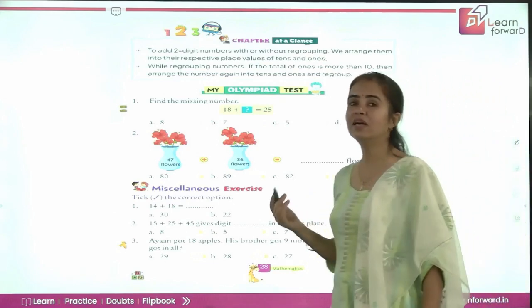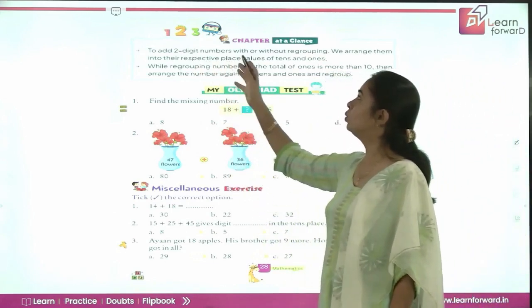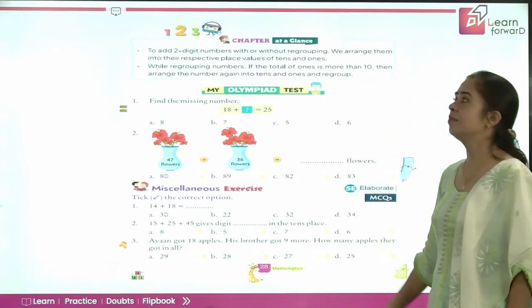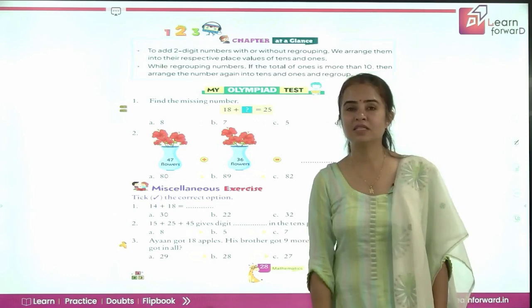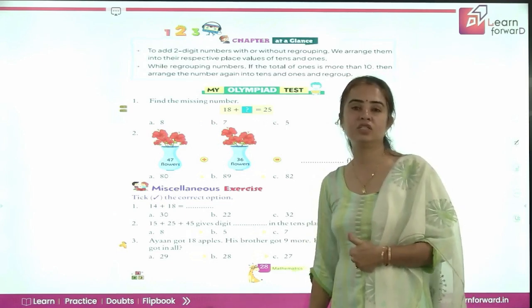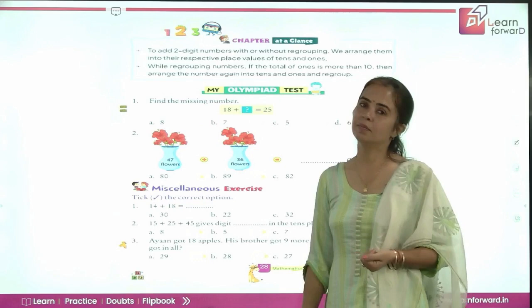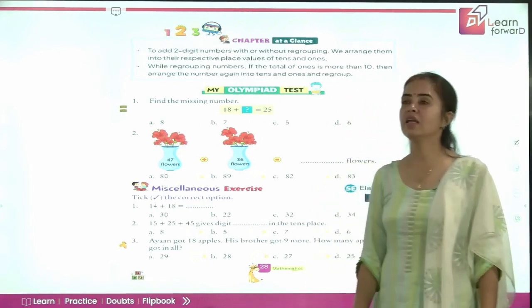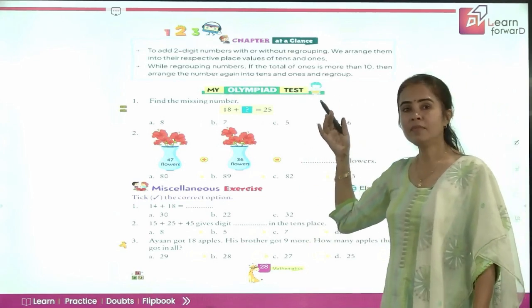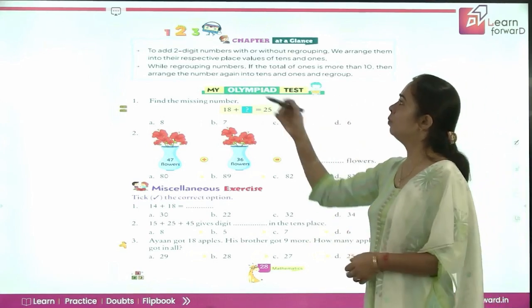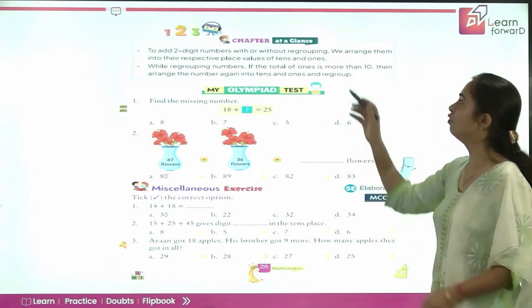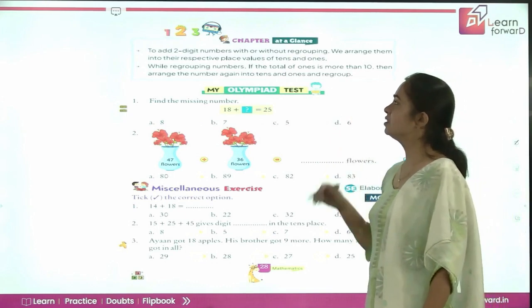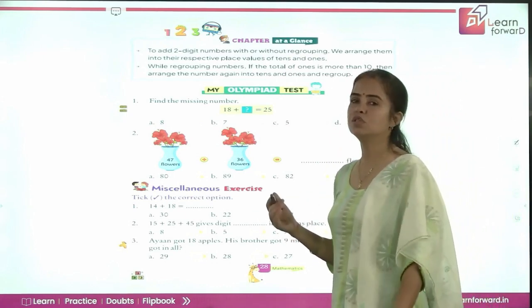So what have you learned in this chapter today? To add 2-digit numbers with or without regrouping, we arrange them into their respective places. So make sure that you write the digits perfectly at their places. Always put the plus sign, children. And whenever you start adding, always start from the ones place. Now, while regrouping numbers, if the total of ones is more than 10, you take it as a carryover to the tens place, right? So, this is what you have to remember.